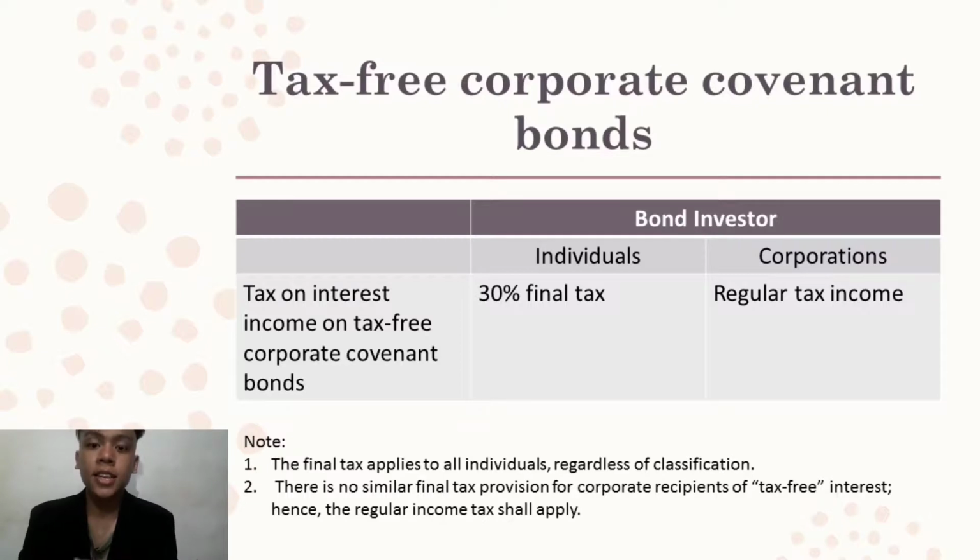So in the table, you will see that the bond investor has only two categories, which are the individuals and the corporations, and individuals are the only ones subjected to the 30% final tax, while the corporations are subjected to the regular income tax. We must take note that the final tax applies to all individuals regardless of classification, and there is no similar final tax provision for corporate recipients of tax-free interest. Hence, the regular income tax shall apply.